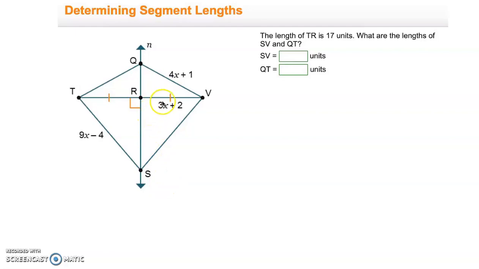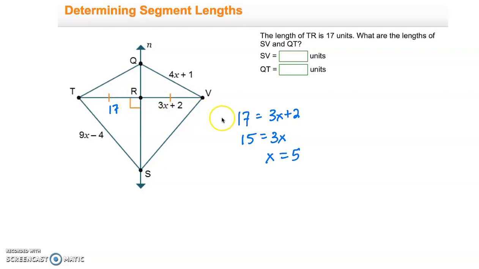So let's do some solving here. The length of TR is 17 units. So TR right here we know is 17. How are we going to find SV and QT? Well, first of all, we know TR is congruent to RV, and so we can find the value of X. Once we find the value of X, we can substitute it into these other expressions and find out what's congruent. So let's do this part first. We've got 17 equals 3X plus 2. So 15 equals 3X after I subtract 2 from both sides, divide by 3, so X equals 5.